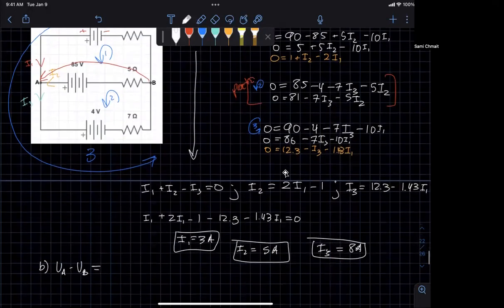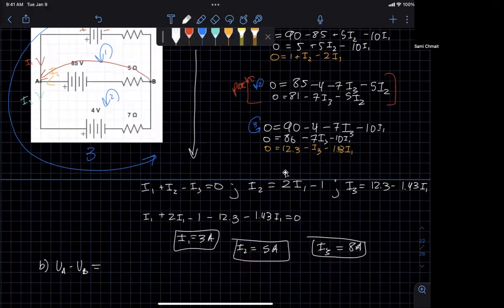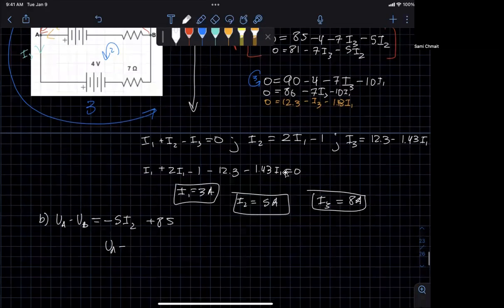Let's look at our diagram here. Our loop goes through the 5 ohm resistor in the same direction as the current goes, so that's why it's minus 5I2. And then we go through the battery. We hit the minus and then the plus terminal, so that's why it's going to be plus 85. We already know what I2 is, so all you have to do is plug that in right there. VA minus VB is going to be equal to 60 volts.